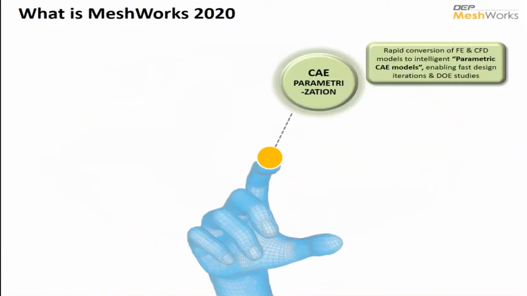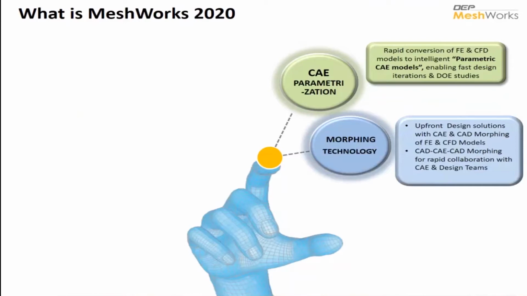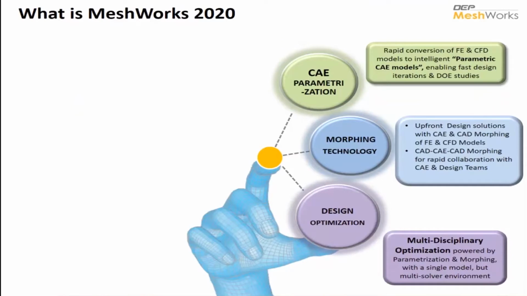MeshWorks is a CAD parameterization tool. It ideally helps the FE and CFD models to get converted into parametric designs, thereby enabling faster design iterations and quicker DOE studies. With DEP's morphing technology, we can easily achieve design solutions upfront with the help of morphing on CAD and CAE models and also CFD without any kind of initial concept. So you can start right away with the legacy model and start the process.